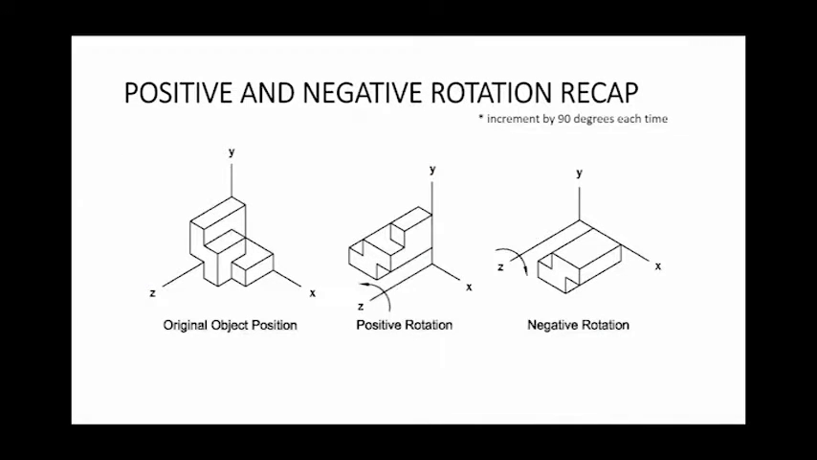Like I mentioned, we can have positive and negative rotation, and we rotate at 90-degree increments. We can have a positive rotation around the z-axis, which looks like we're pushing the object back, or we can have a negative rotation around the z-axis, which looks like we're pushing the object into the floor. And we notate positive and negative rotations with a plus z or a negative z, and then an arrow corresponding to that direction.